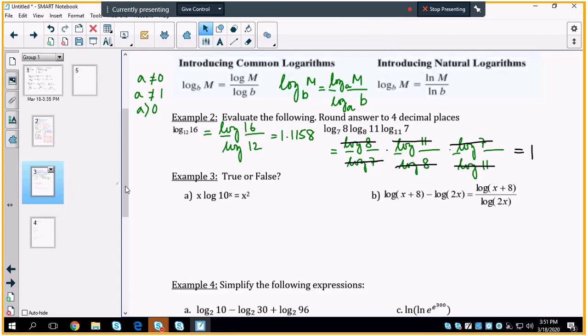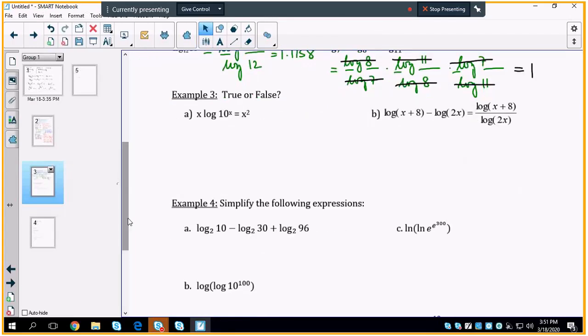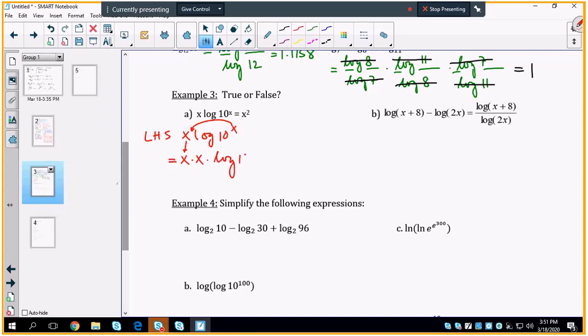Let's check whether the following examples are true or false. If I have the left hand side given to me as log of 10 to the power x, I can bring this power x in front. This power x will come to the front, so I will get x times log of 10. Remember, log of 10 is log of 10 to the base 10, so that much is 1. So I get x times 1, which is x, and that is the right hand side. So the first expression is true.